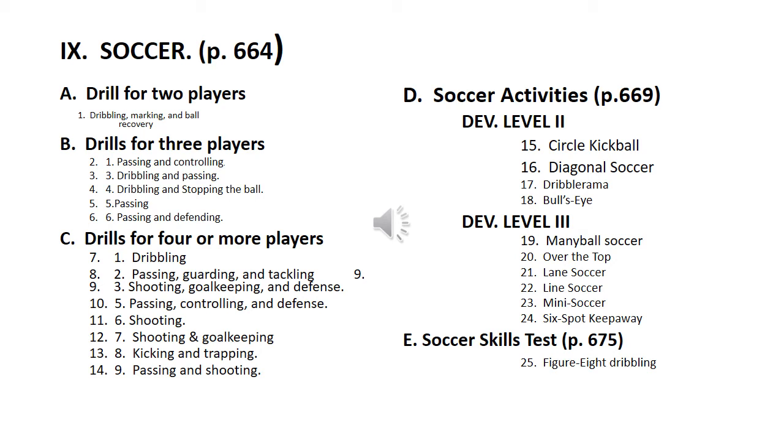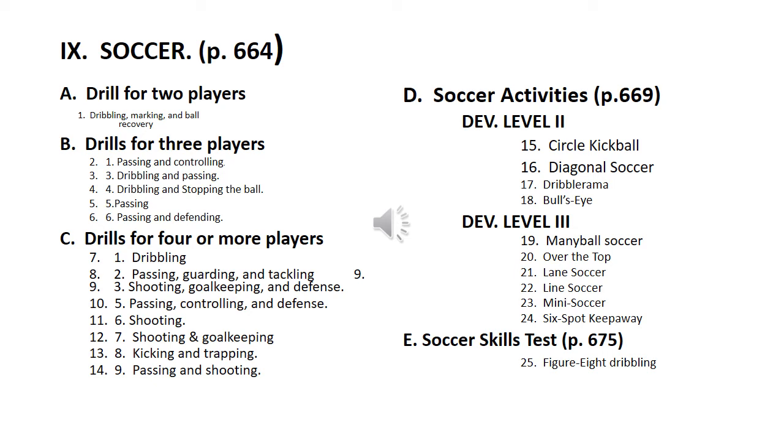Turn the page. Number 17 will teach dribble-rama for soccer. I love the game dribble-rama for soccer and also for basketball. You'll see it in basketball as well. Bullseye is another good game to play. Whoever has number 18. Developmental level 3 for 5th graders. Number 19 will teach mini ball soccer. 20, over the top, which is in the book. 21 lane soccer, 22 line soccer, 23 mini soccer, and 24 6-spot keep away. Those definitely have much more strategy involved with them.